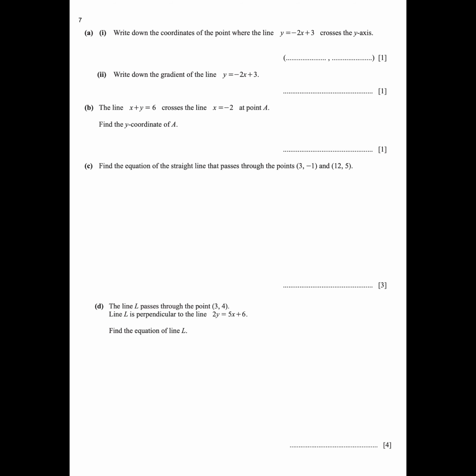Question 7 then. So this is coordinate geometry. We need to write down the coordinates of the point where this line meets the axis. Now we know that the linear line has the equation y equals mx plus b. And we know that this b section is the value where it crosses the y-axis. Therefore we can see on this question, it crosses the y-axis at 3, and the 3 is the y value. And we know that the x value is 0 on the y-axis.